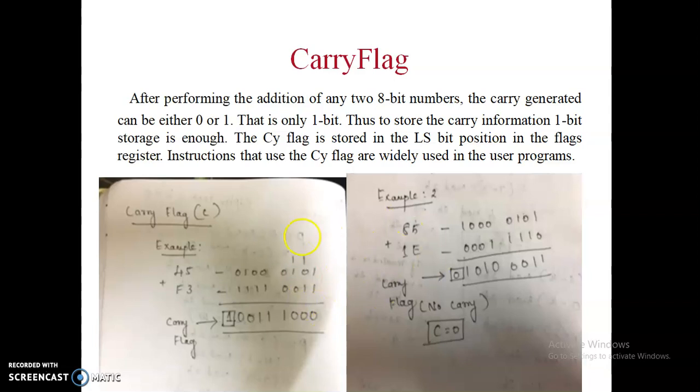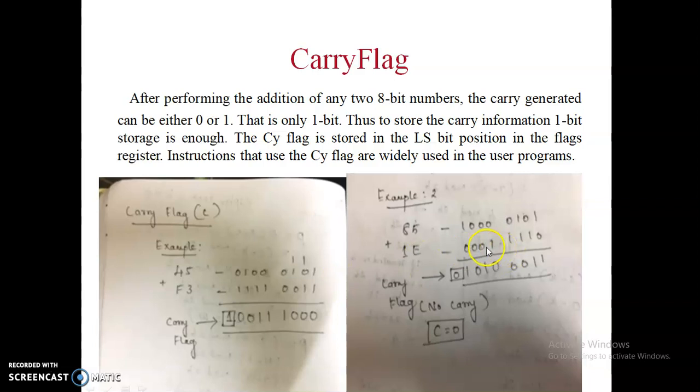So if you add these two numbers, the last bit here is 1. A register is used to store 8 bits only, and here it is an extra 1 bit. So this 1 bit is called the carry flag. Here you can see 1, 2, 3, 4, 5, 6, 7, 8 bits. The extra 1 bit here is called the carry flag. If an extra 1 bit occurs during the addition operation, that bit is called the carry flag.